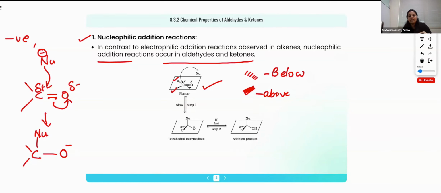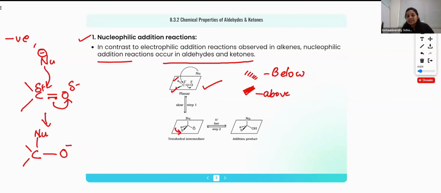So what will happen? When this new group is coming, it is not changing, but it is a little bit moving here. See, the A group was here, the group B was here. Then when the nucleophile is coming, these 2 groups move a little bit here. That's all. Got it? This is the first step. Then what is the second step?